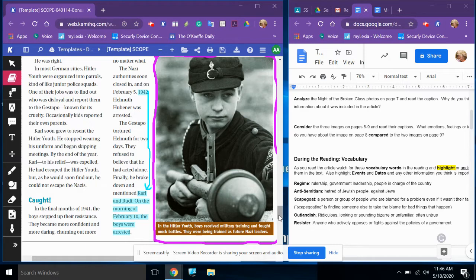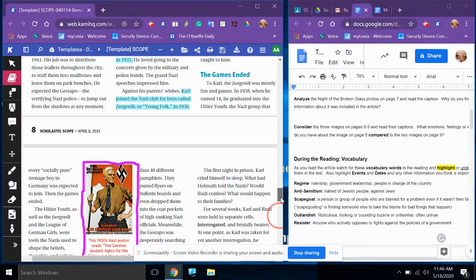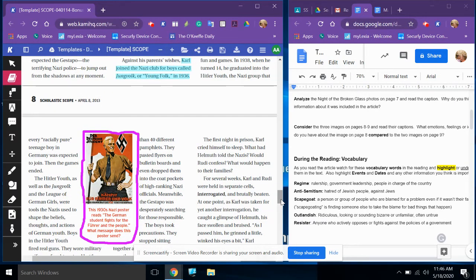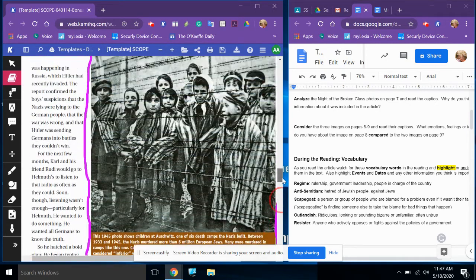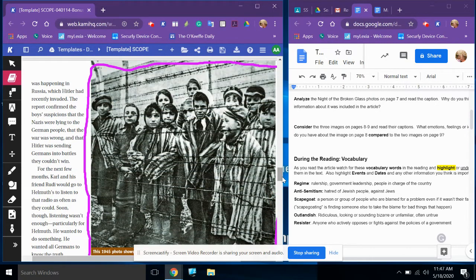So, again, our assignment here is to consider these three images: the boy with a rocket-propelled grenade launcher here, the propaganda picture of a young boy saying, "The German student fights for the Führer and the people," and comparing that to this photo of Jewish children at Auschwitz, one of the 6 death camps that were built during the war.